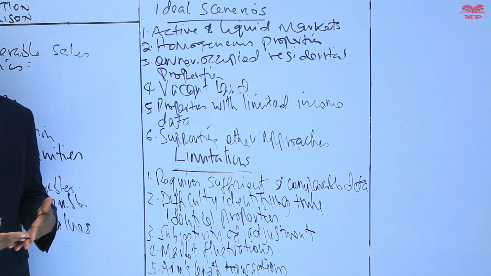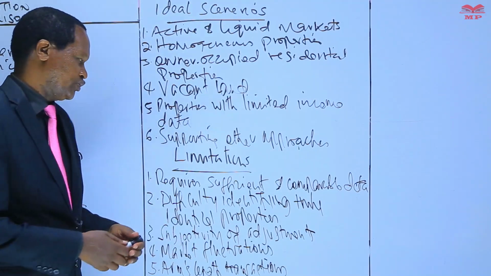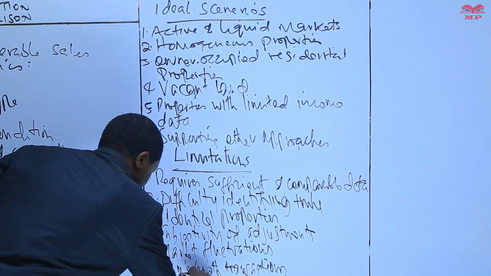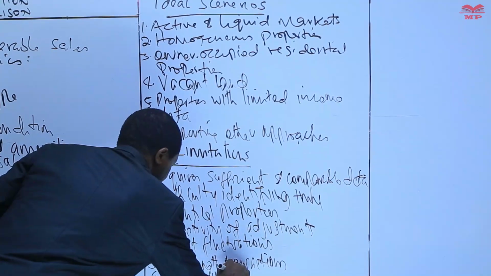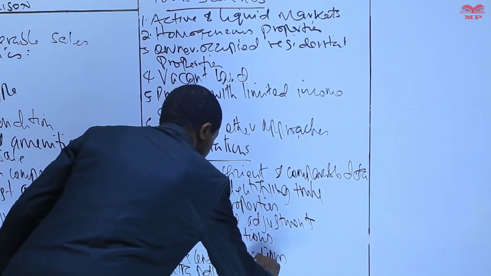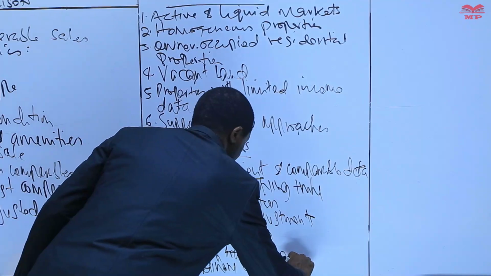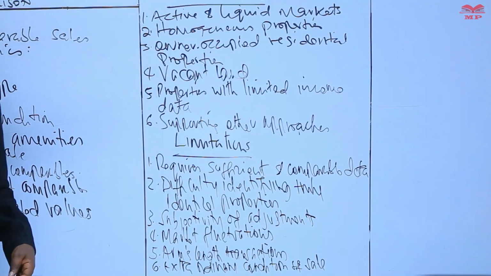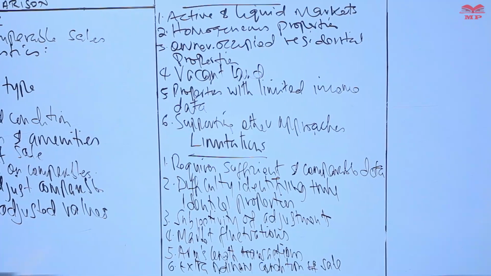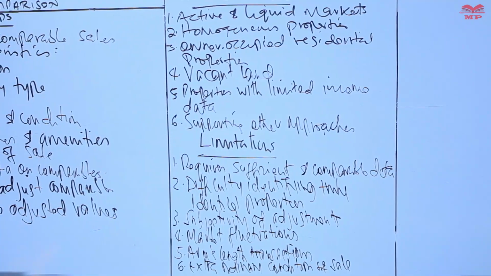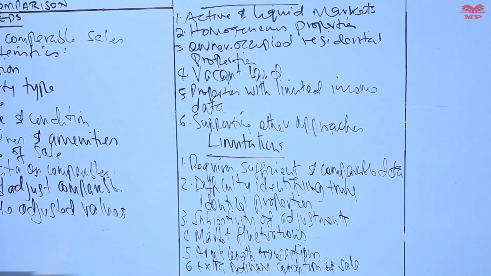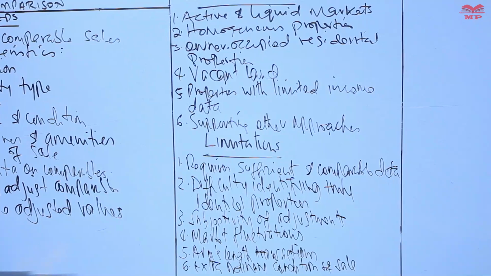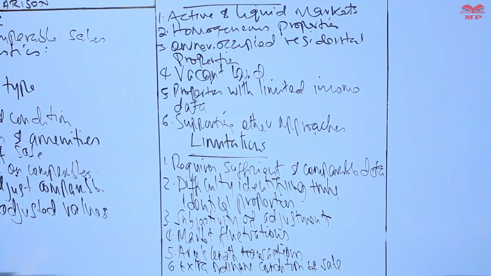extraordinary conditions of sale. Let me put it down. 6, extraordinary conditions of sale. If comparable sales involved unusual circumstances, like seller concessions or forced sales, then that can distort the market price and may not be representative of the typical transaction.